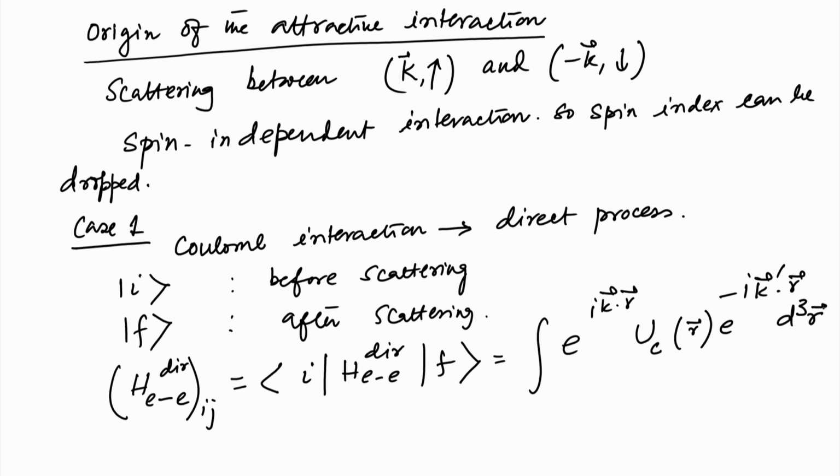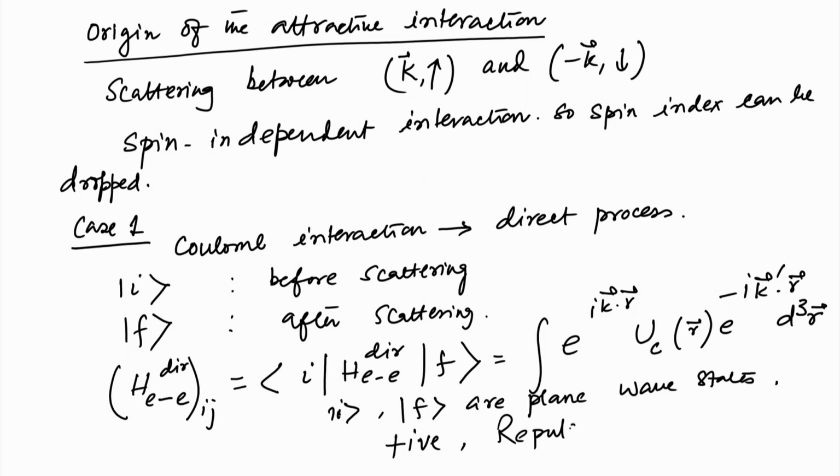So, this is the matrix element, where k is the incoming state momentum. So, the electron comes with a momentum k and leaves with the momentum k'. This minus sign is coming because you are taking a ket here, whereas this is a bra here. So, this is exponential i k dot r. We have assumed that both I and f are plane wave states. So, this term cannot give any negative contribution, and hence it cannot account for the two electrons to form a bound pair. So, this is positive and hence it is repulsive. So, we are not yet there for getting the attractive interaction.